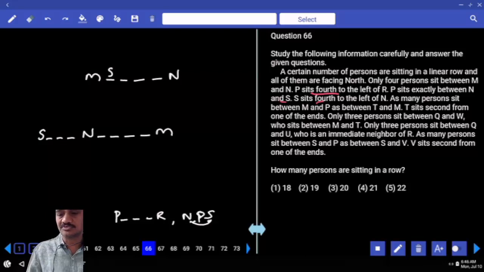As many persons between M and P as between T and M. M and P is the same as T and M. And T sits second from one of the extremes of the row. T is at one of the ends of the row.